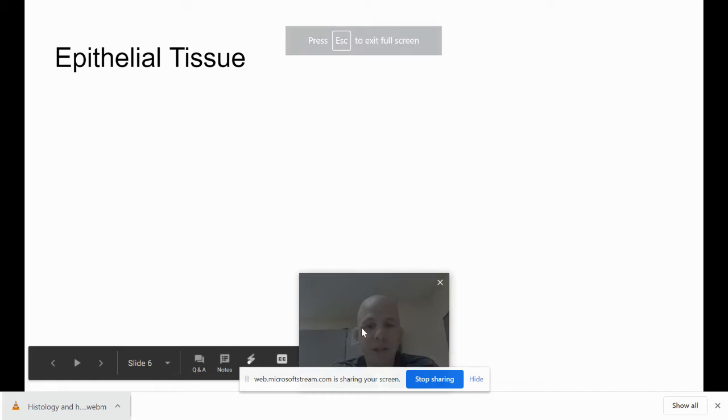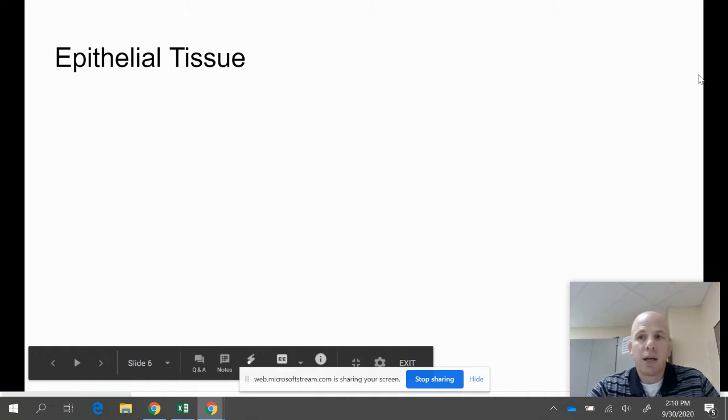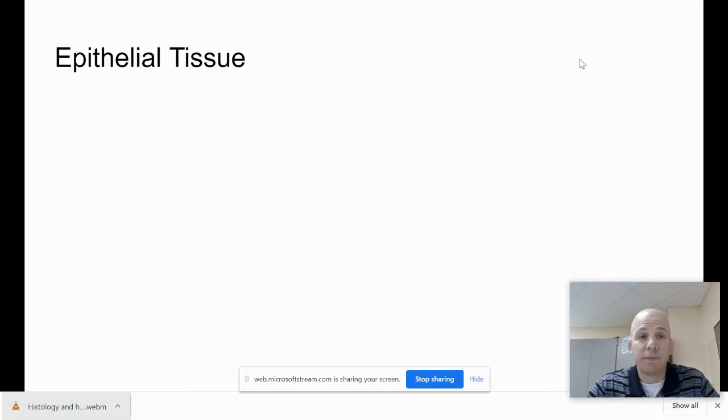The bulk of this unit is spent talking about epithelial tissue. Epithelial tissue, like I said before, is going to provide us with membranes and the outer layer of our skin and lining cavities. So we'll spend a lot of time on it, and there's a lot of different types of epithelial tissue. So that's why it's the bulk of our unit.